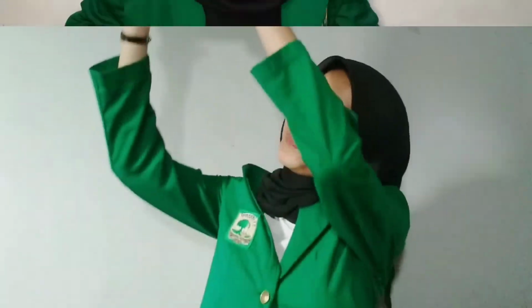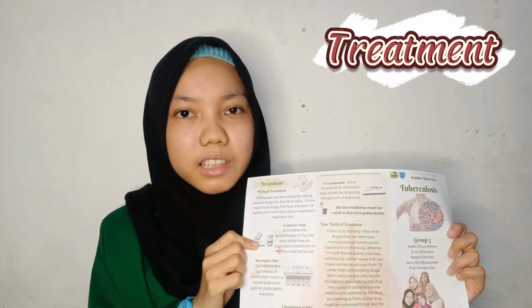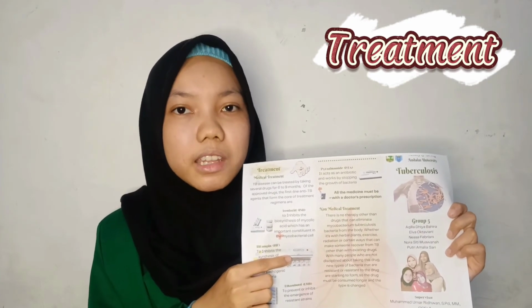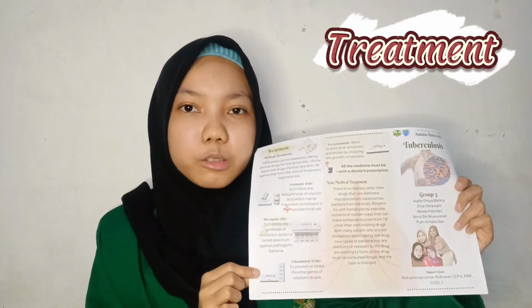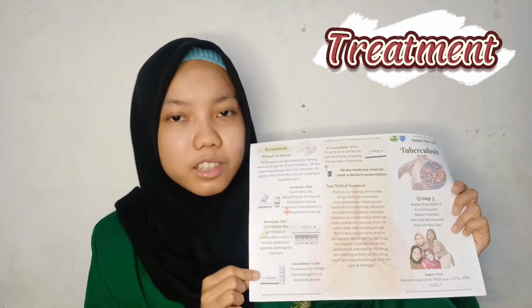Okay, thank you Aqilla. And next, treatment of TB. For medical treatment, TB disease can be treated by taking several drugs for 6 to 9 months. Of the approved drugs, the first-line anti-TB agents that form the core of the treatment regimens are: first, isoniazid, to inhibit the biosynthesis of mycolic acid, which is an important constituent in the mycobacterial cell wall. Second, rifampin, to inhibit the synthesis of ribonucleic acid, with a broad spectrum against pathogenic bacteria. And third, ethambutol, to prevent or inhibit the emergence of resistant strains.